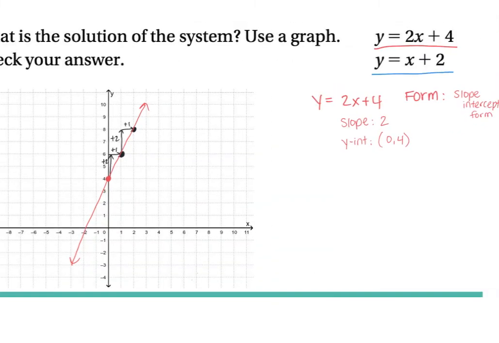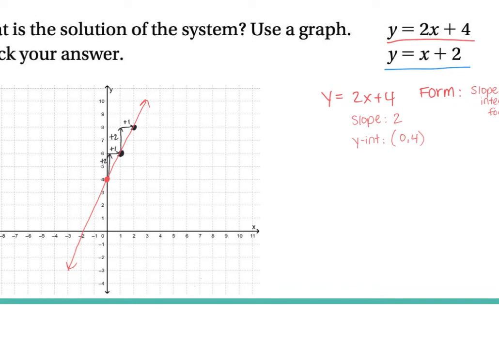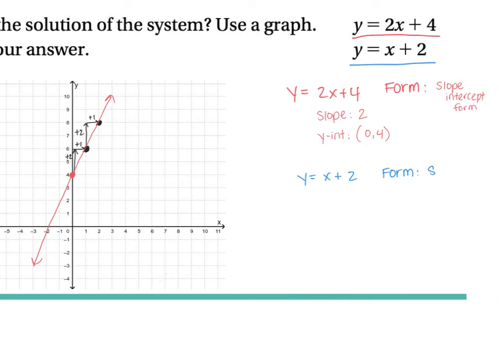And then let's graph our blue line, okay? Y equals x plus 2. What form is this blue one in? It's in the same form, slope-intercept form. What's my slope? It's not x, it's 1. What's my y-intercept? 2, or 0 comma 2. Let's put 0 comma 2.